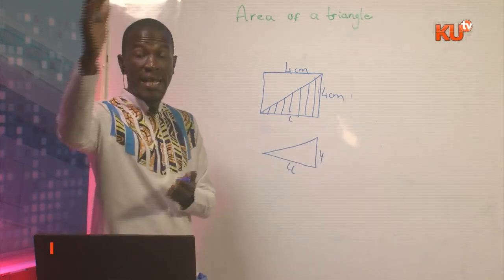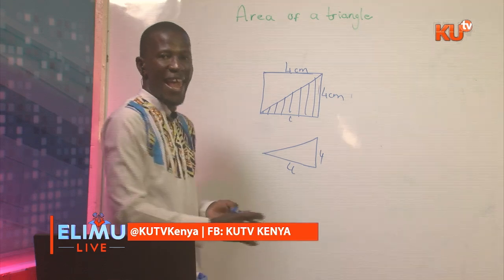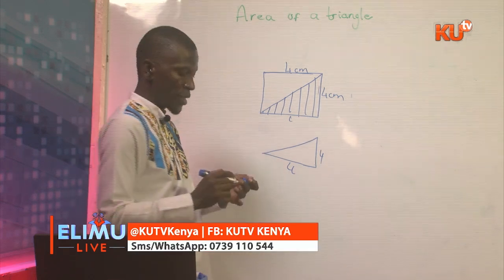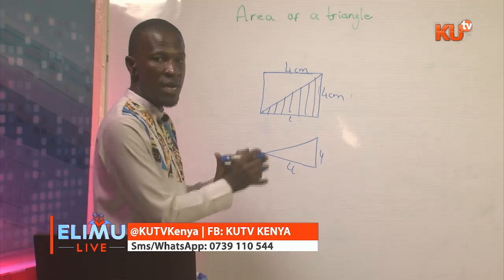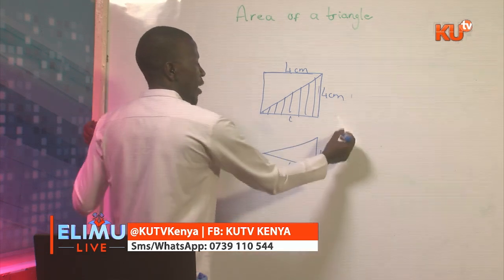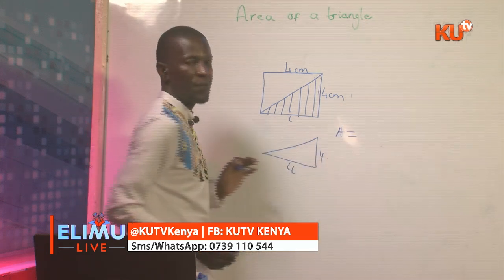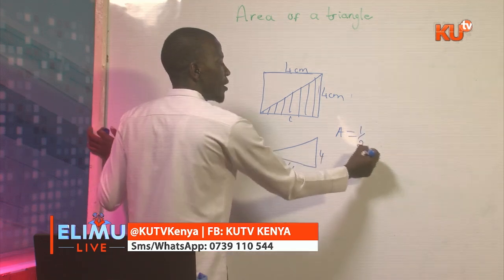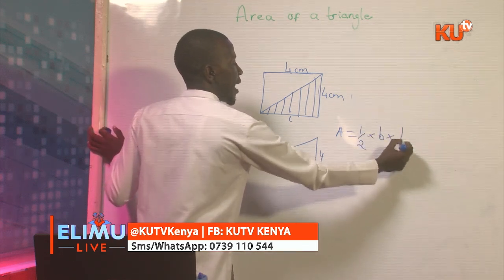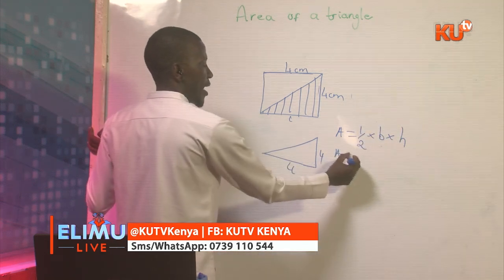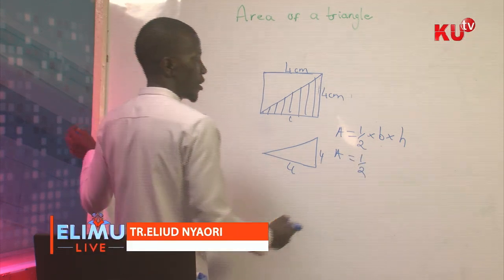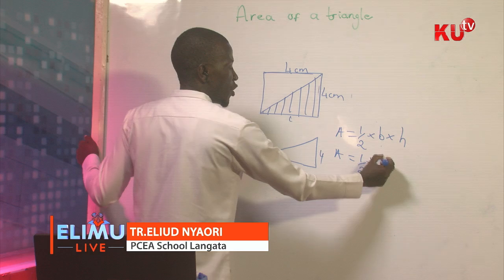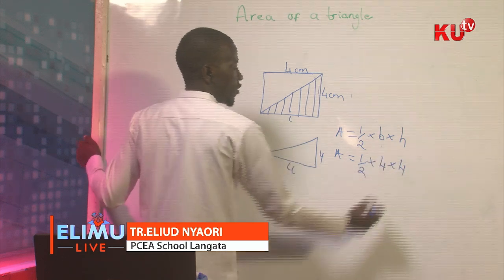So which means the base is 4 centimeters and the height is also 4 centimeters, simply because we have separated it from the square. So you write down the formula, which is area is equal to 1/2 times base times height. The second step is to substitute: 1/2 times base, which is 4, times height, which is 4.